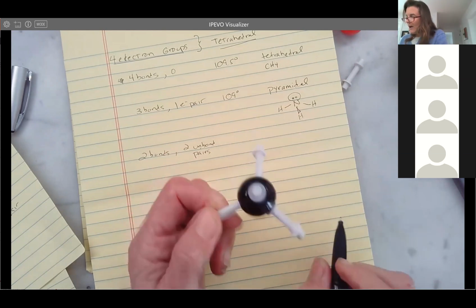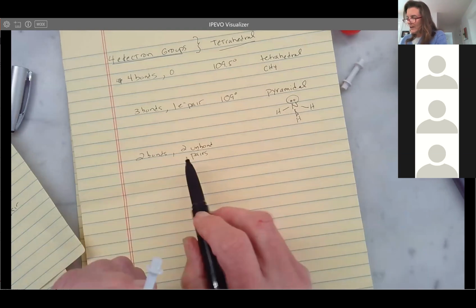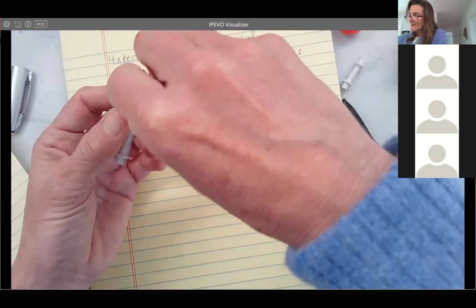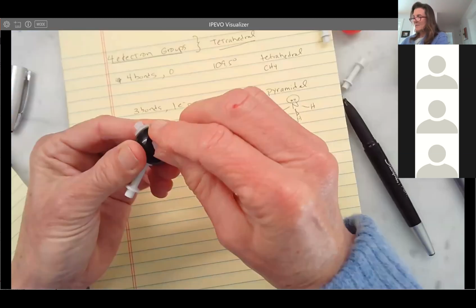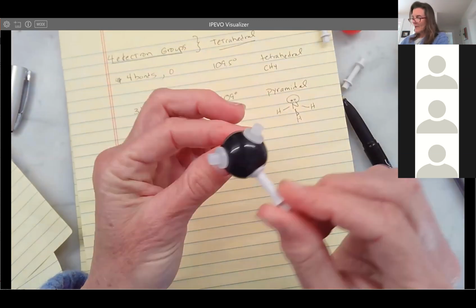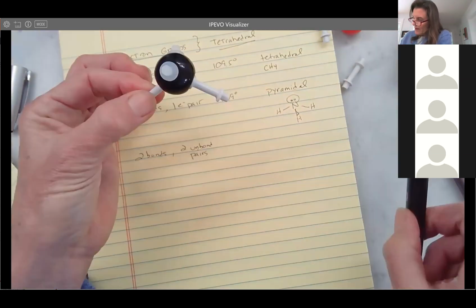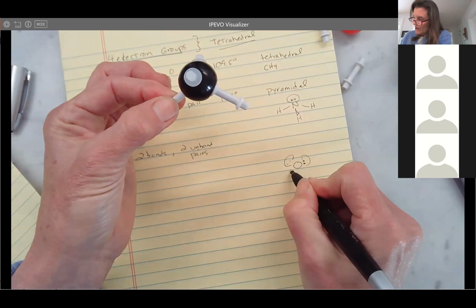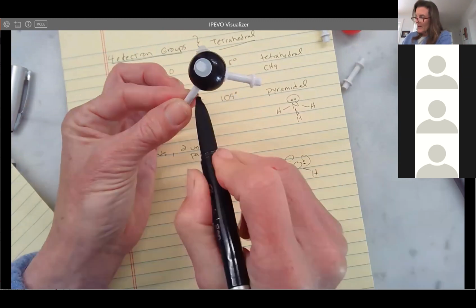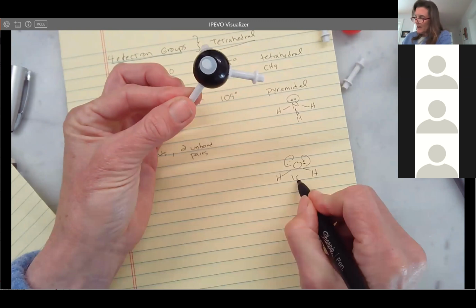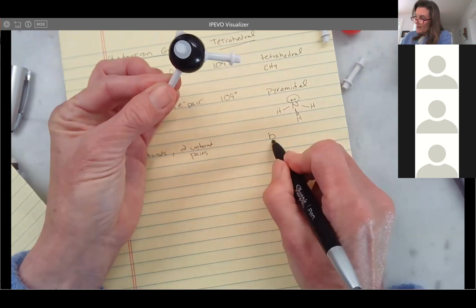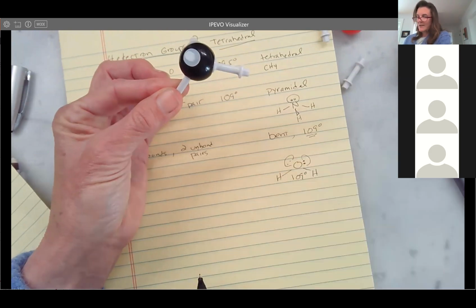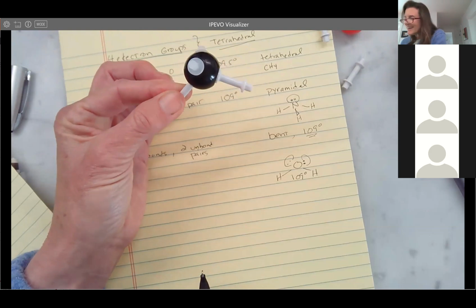Now if I have 4 electron groups, but 2 of them are bonds and 2 of them are unbonded pairs, then I have something that looks like this. An example for that is water. Water has 2 unbonded pairs and then 2 bonds to hydrogen. This angle is still 109 degrees, and the name of this shape is bent, but the angle is not 120 here, it's 109. So that's a long answer to your question, Nessa. Okay, thank you.